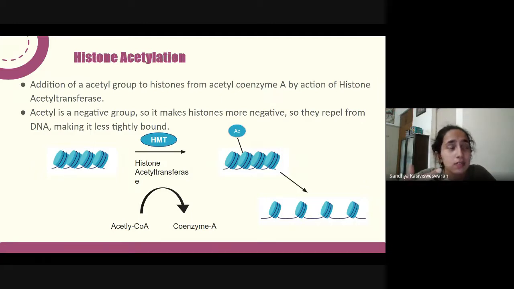Acetyl, as you might have heard in acetic acid, is negatively charged. So an acetyl group is a negatively charged group. And when acetyl is added to your histone, your positively charged histone becomes less positively charged. So if it's less positively charged, it binds less tightly to your DNA. So you have loose chromatin, you have more open chromatin.